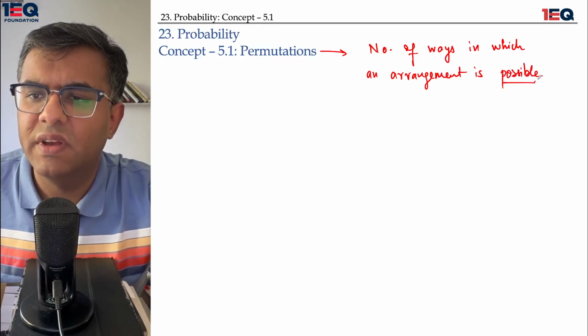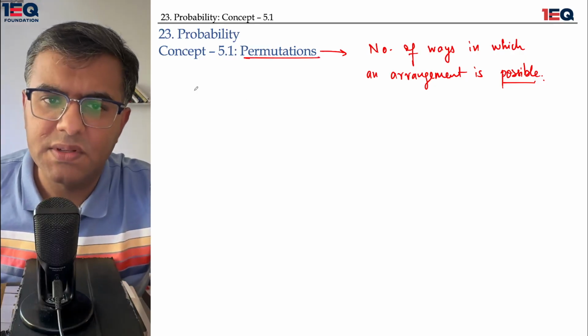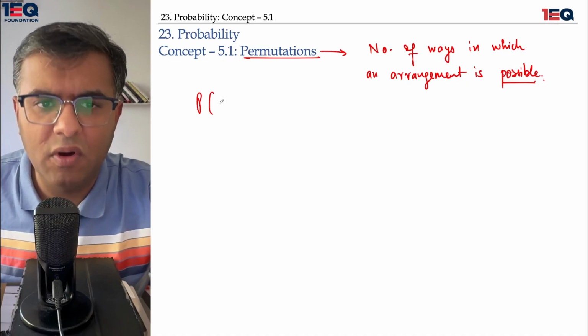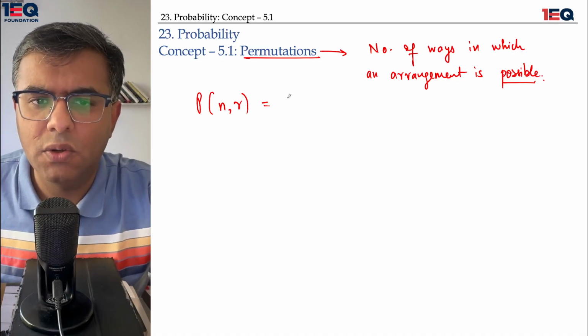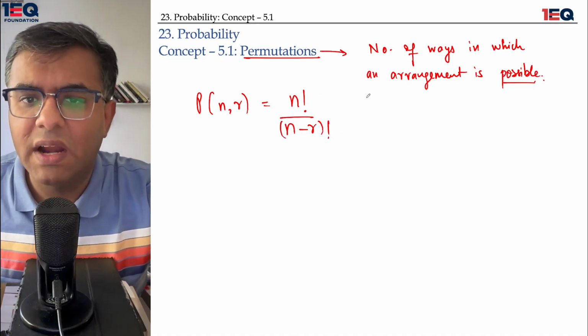The number of ways in which an arrangement is possible is found with the help of permutations. What do we actually do in it? We have the formula of permutations as P(n, r) = n factorial whole upon (n minus r) factorial. What does the word factorial mean?